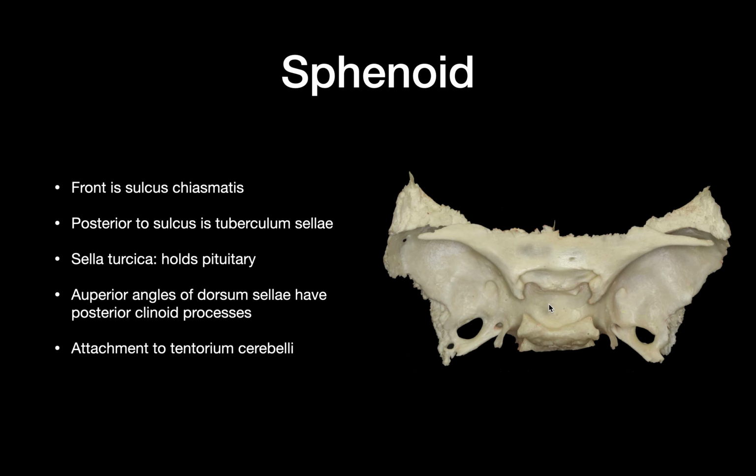And the superior angle of the dorsum sellae will have the posterior clinoid process, and those serve as attachments for the tentorium cerebelli.